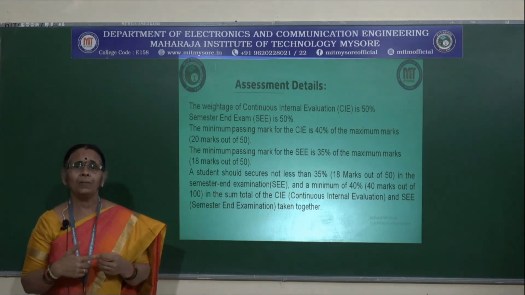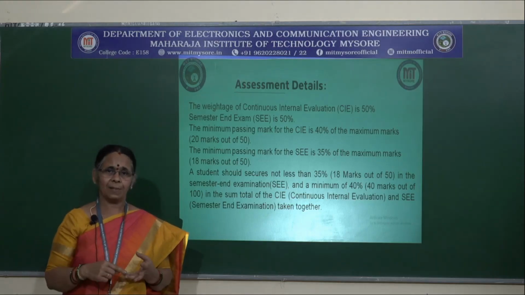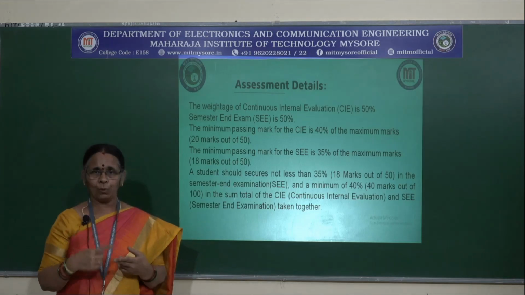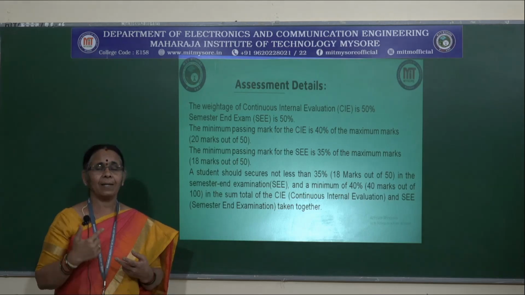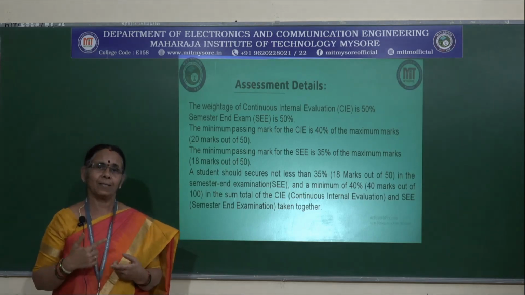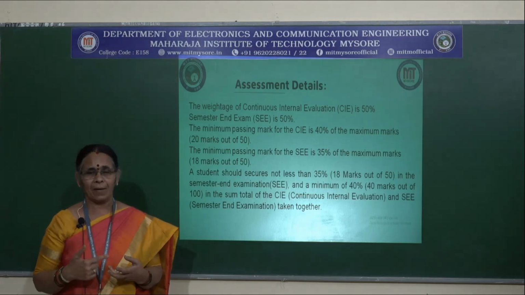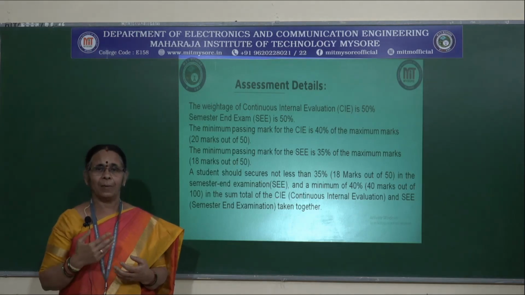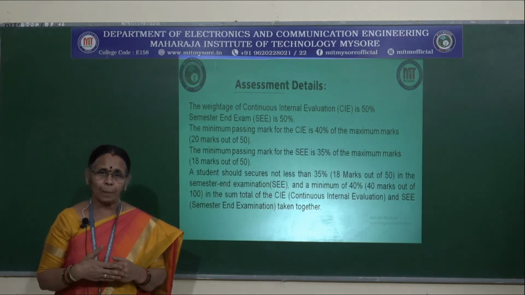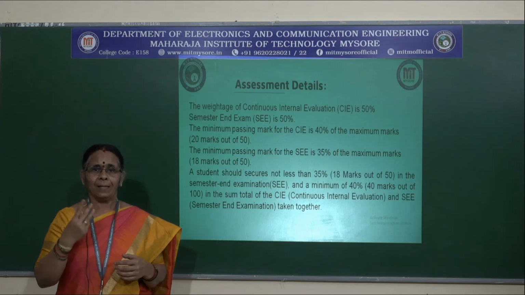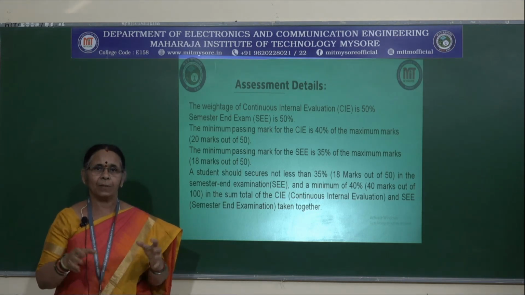Then, how the assessment is going to happen for this particular course. Since it is a theory course, you have 2 types of assessment. One is continuous internal evaluation. The other one is semester end examination. Continuous internal evaluation will be conducted during the semester itself. 3 such continuous internal evaluations are going to happen during the semester.